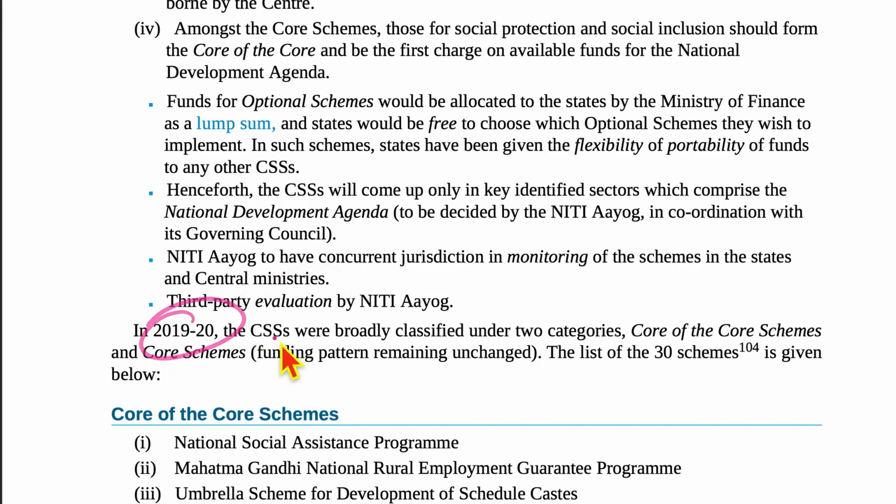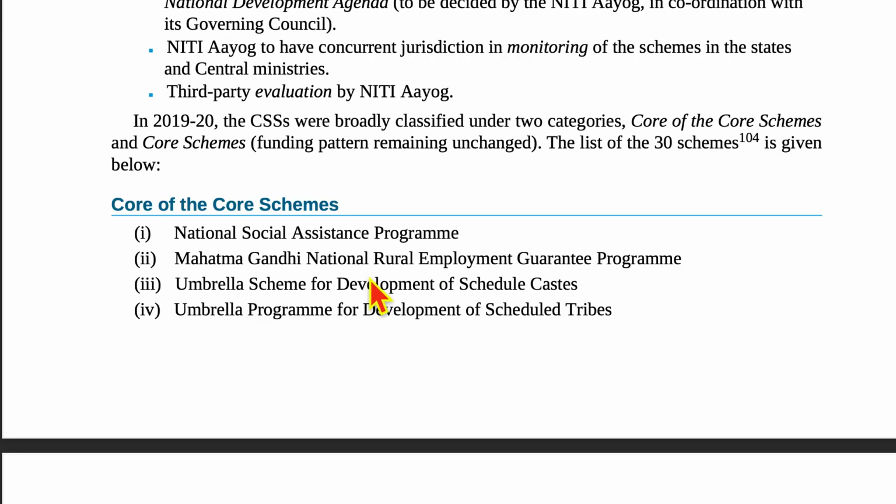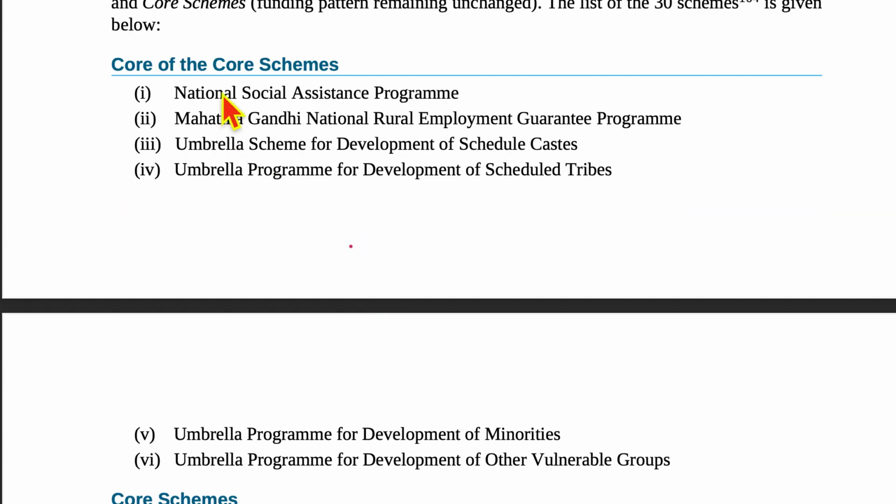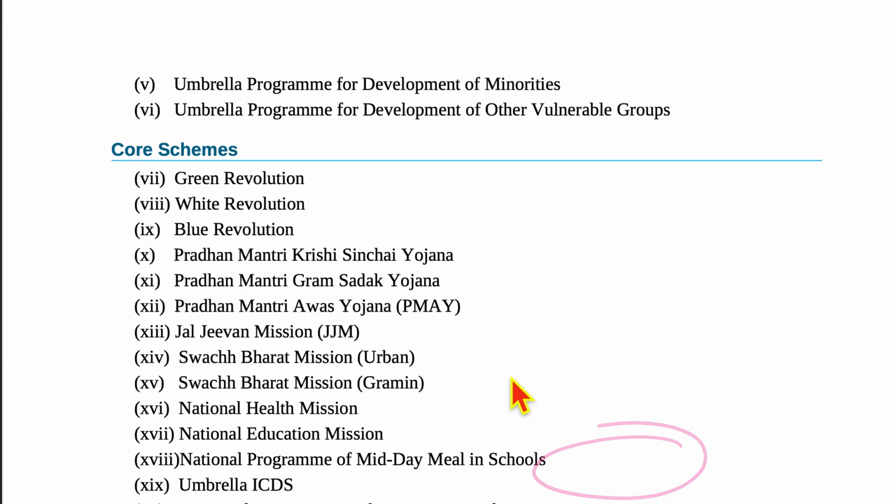In 2019-20, the CSS were broadly classified into 2 categories: core of core schemes and core schemes. Funding pattern remained unchanged. The list of 30 schemes is given below. Now, the core of core schemes are National Social Assistance Program, Mahatma Gandhi National Rural Employment Guarantee Program, Umbrella Scheme for Development of Scheduled Castes, Umbrella Scheme for Development of Scheduled Tribes, Umbrella Program for Development of Minorities, and Umbrella Program for Development of Other Vulnerable Groups.